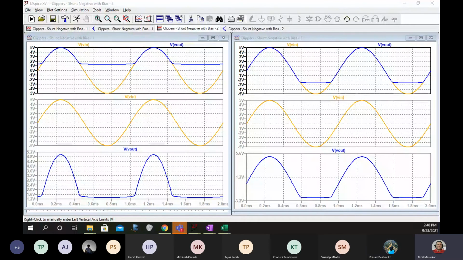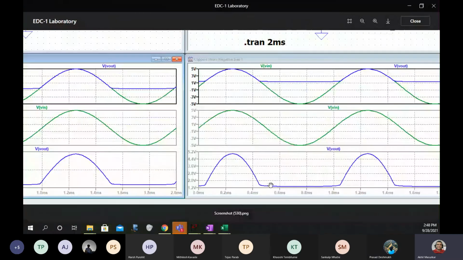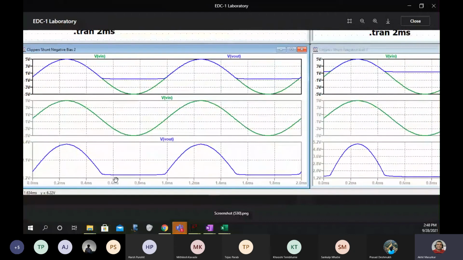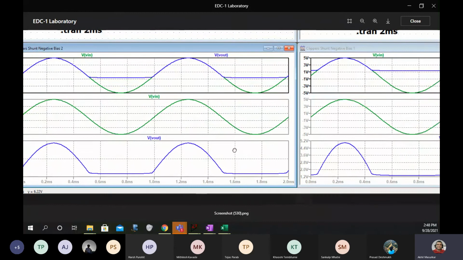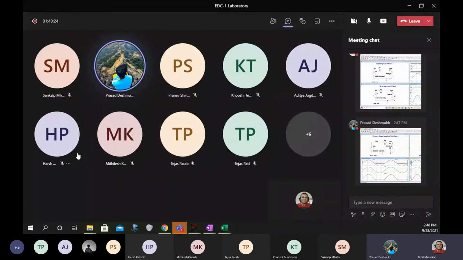Okay, sir. See, you are getting this. So you can see here there is a flat portion of around 4 milliseconds. Here it is around 6 milliseconds, more than 6. So you can't call them similar. Yes, sir.